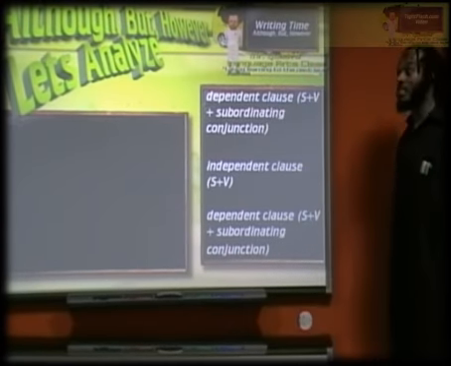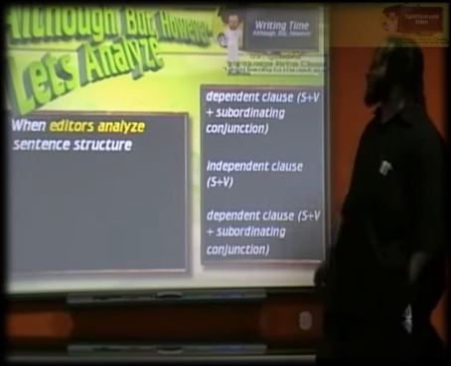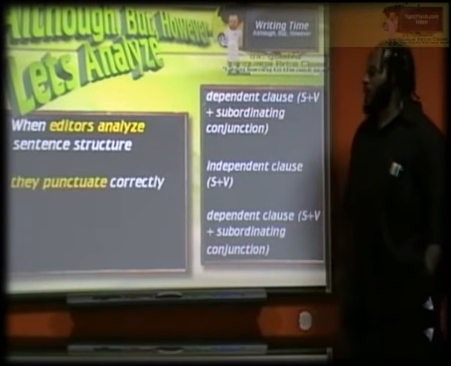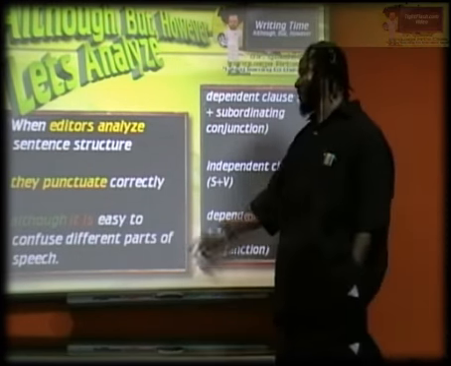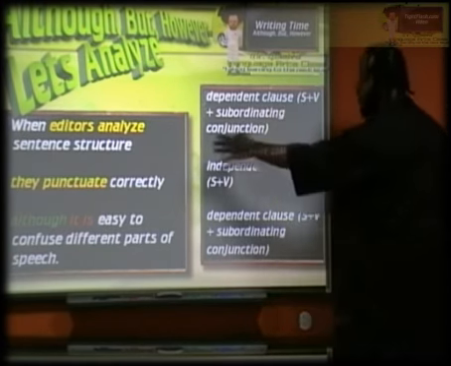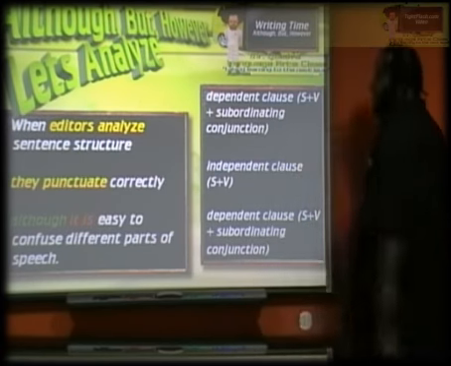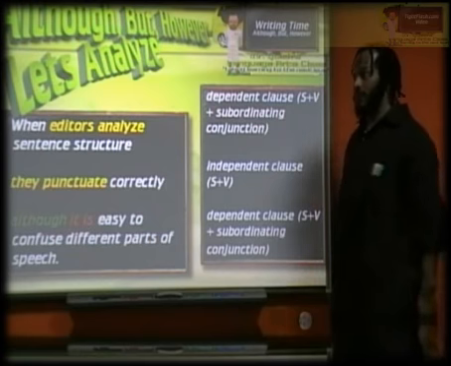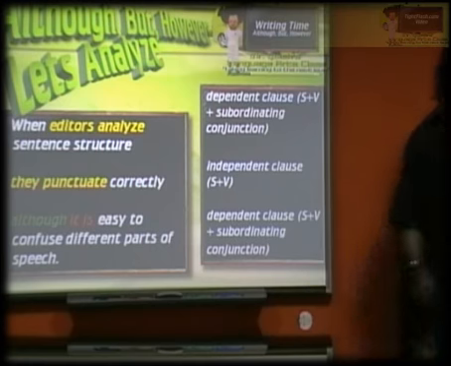Let us analyze the sentence. I sound like one of them fancy professors. Okay. When editors analyze sentence structure, they punctuate correctly, although it is easy to confuse the different parts of speech. Dependent clause, subject, verb. Okay, we got that. Independent clause, yes. Dependent clause, subordinating conjunction. Yes, we can't put a semicolon there. You're right. But we can just use although.